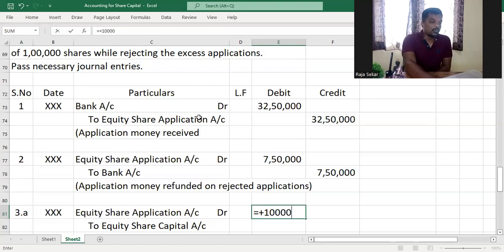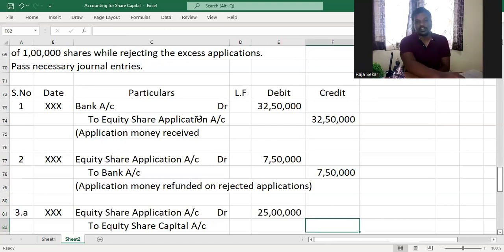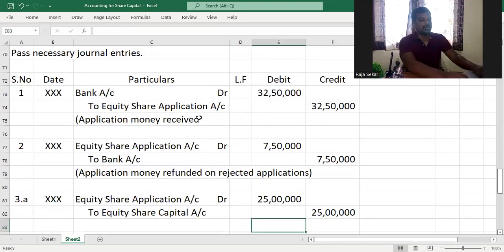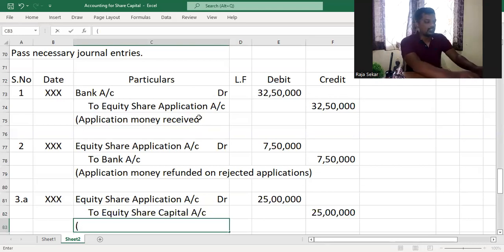So that will be 1 lakh into 25 rupees. The application money received on those 1 lakh shares, or it is the equity share application money that you received minus the amount that you refunded on the rejected applications. So that will also amount to the same number, which is 25 lakhs. Shares allotted.